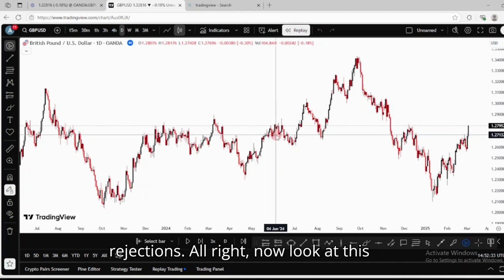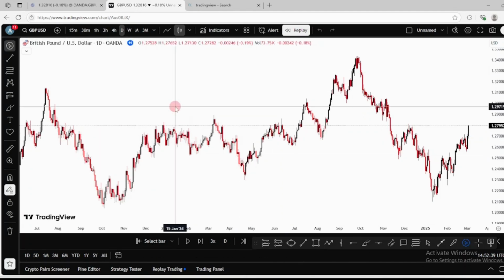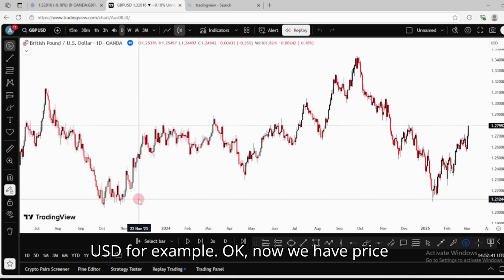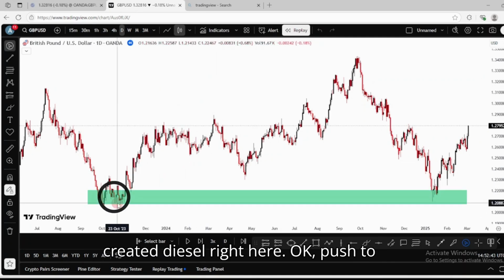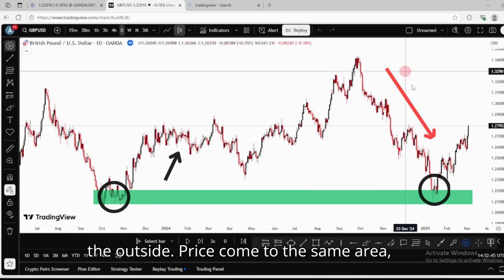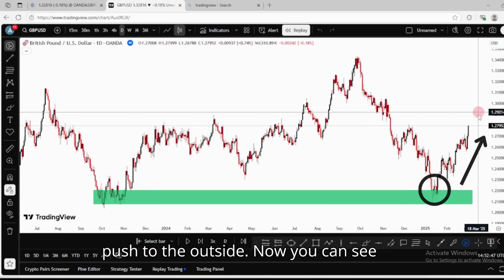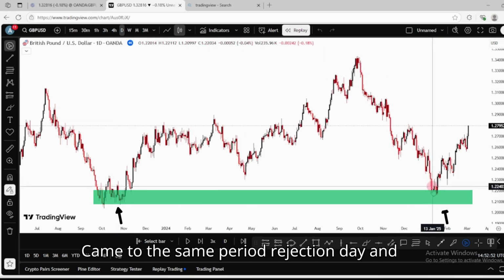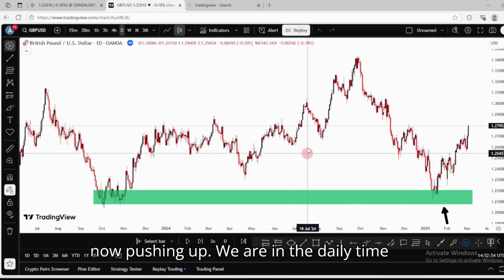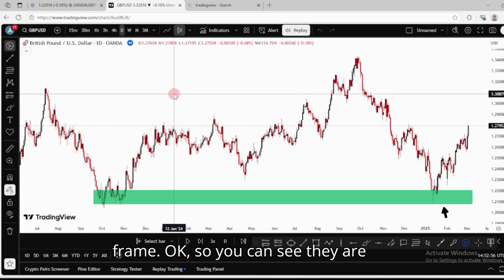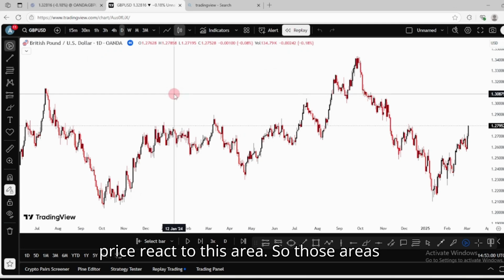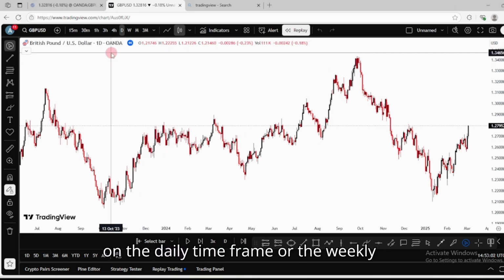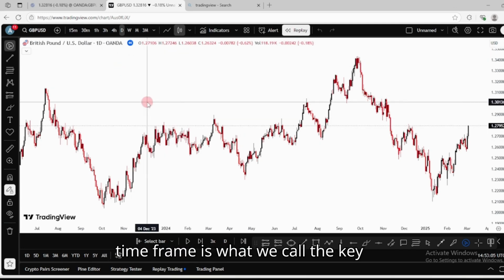Now look at this pair. I'm gonna be using the GBP/USD for example. Price created this zone right here, pushed to the upside, came to the same area, pushed to the upside. Now you can see price created this rejection around here, came to the same area, rejection there, and now pushing up. We are in the daily time frame. You can see anywhere that there are multiple rejections, price reacts to this area. Those areas on the daily time frame or the weekly time frame are what we call the key levels. That is the major key levels.